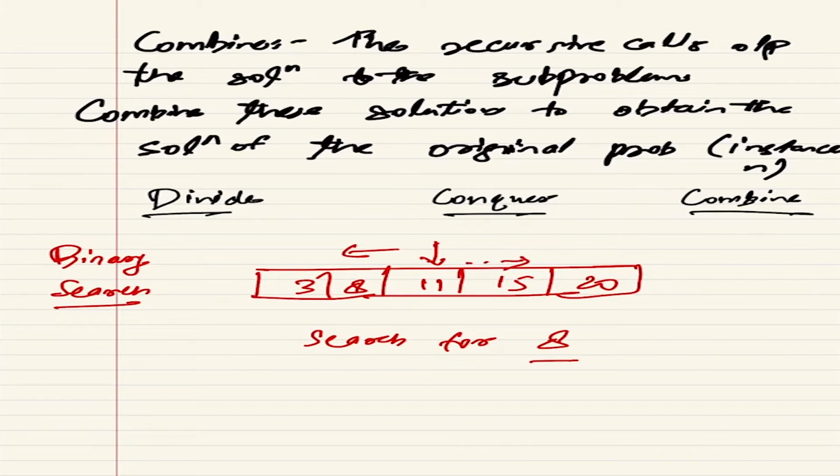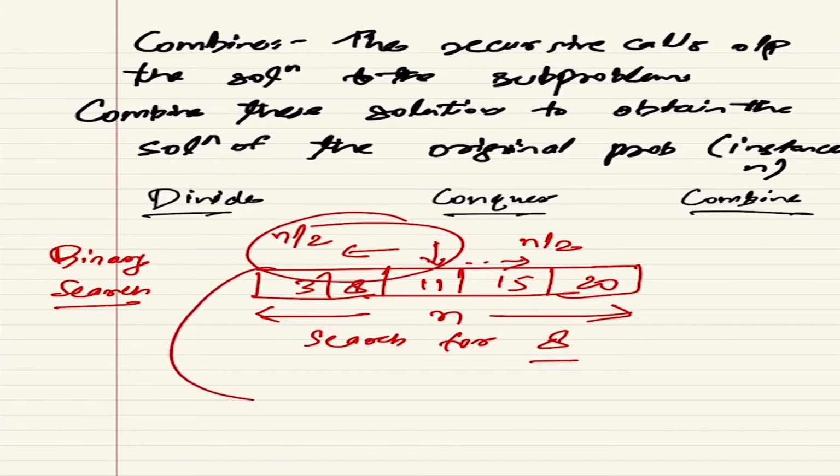Okay. So what is happening? You're dividing the original instance of size n into subproblems of size n by 2, n by 2. So this is the conquer step. Now again you divide into n by 2. Again you go to the middle element and see whether you have to go to left or right. So again this n by 2 will go into n by 4, n by 4, two subproblems. Then you will go to only one of these.